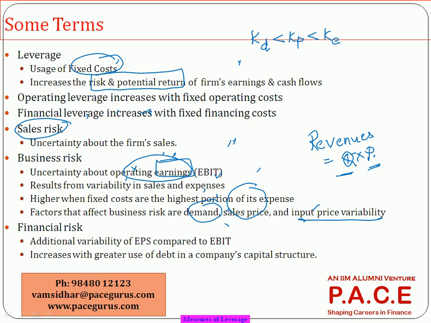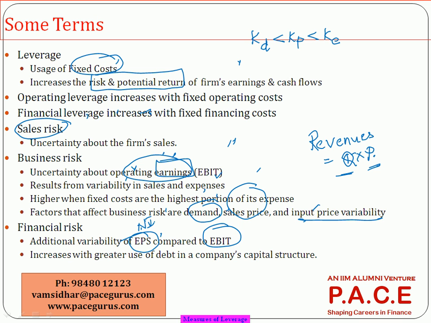Compared to the operating profit, EBIT, what is the variability of your final profit? Earnings per share or profit after tax, whatever name you give. And sometimes we even use net income. What is the variability that is coming to your net income? Because net income, or profit after tax, divided by the total number of shares is nothing but your EPS. So anything you use, all of them resemble one and the same.